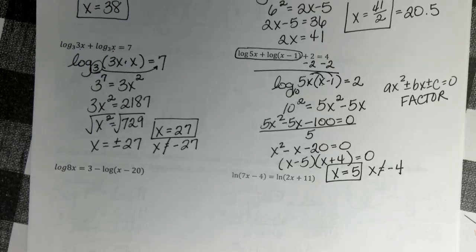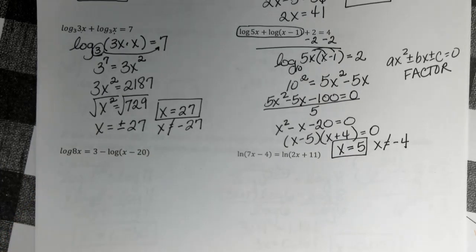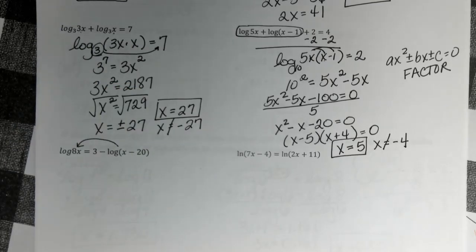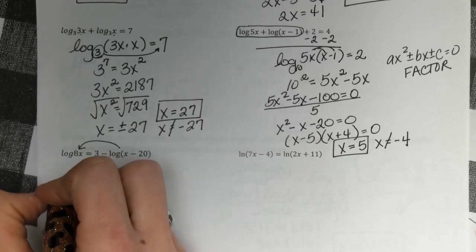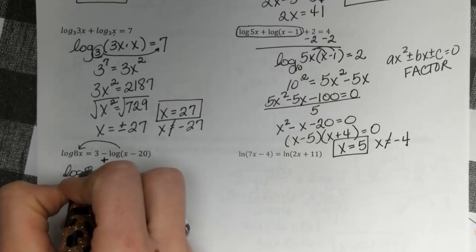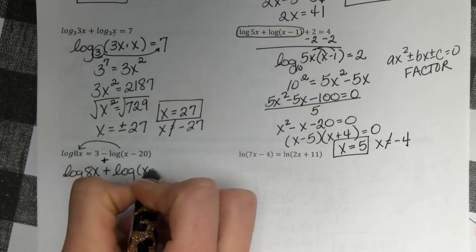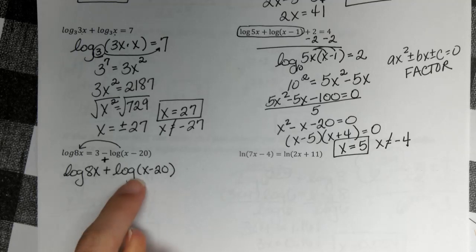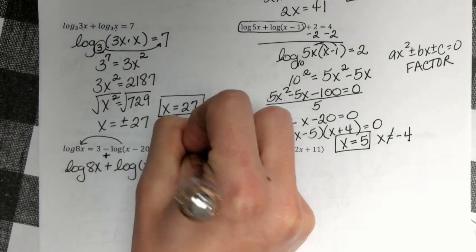Okay, now what if I have two logs but they're on opposite sides? I can still move the entire log over to the right. It's a minus, so I need to add. So I would have log of 8x plus log of x minus 20. That sign does not change. Whatever is in the solution position for your log does not change. That is equal to 3.